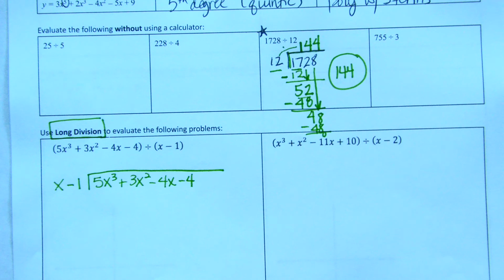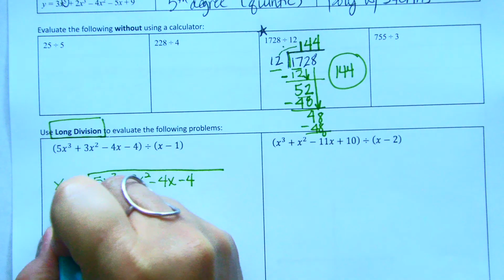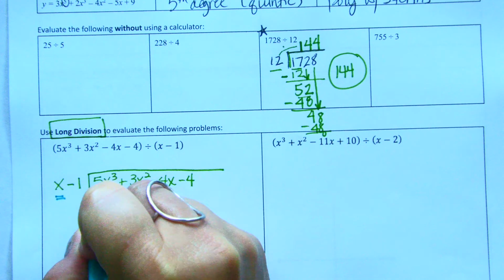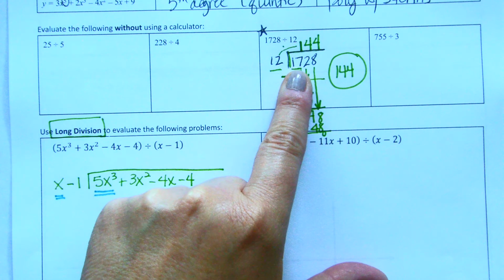All right, so let's go through how to do this. So what we want to do is we want to look at this first term here and see how many times it can go into 5x cubed, just like how many times 12 can go into 17.